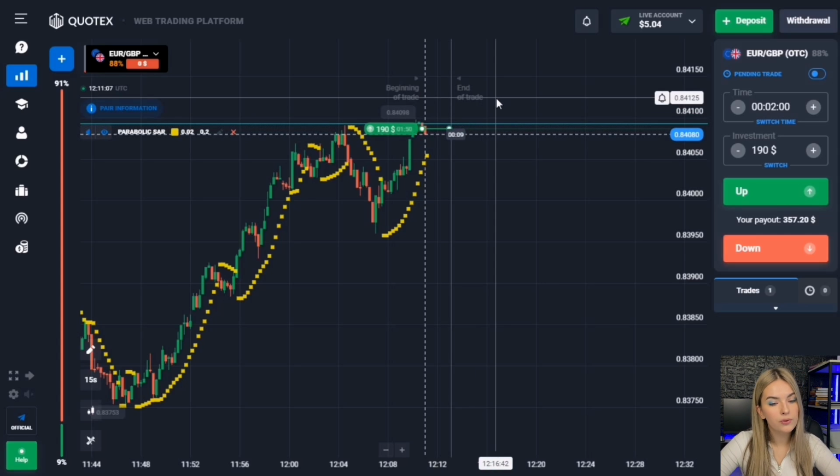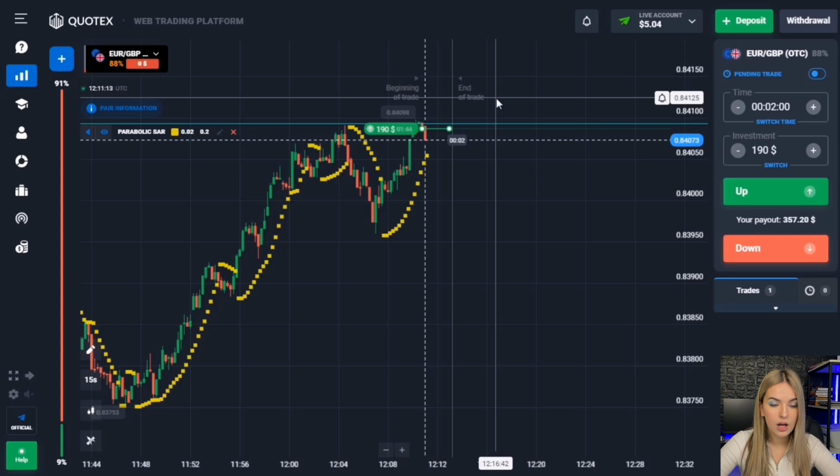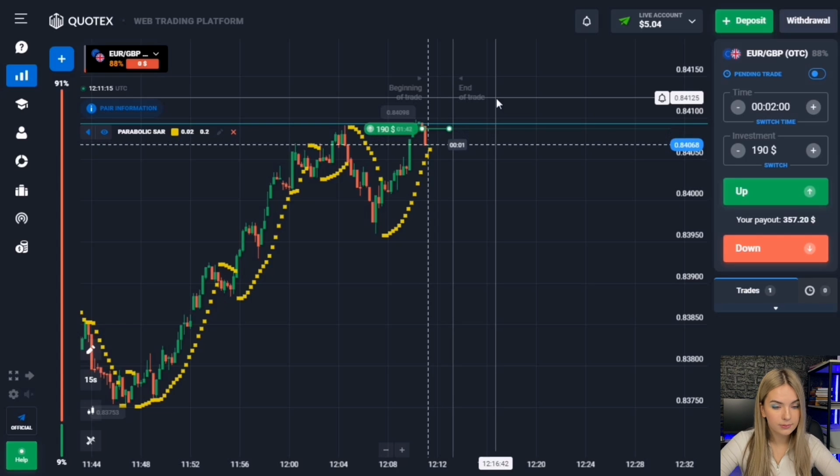Also, the points of our indicator begin to form with a large distance from each other, which in turn suggests that an upside movement is expected soon. So let's wait for the end of our deal.